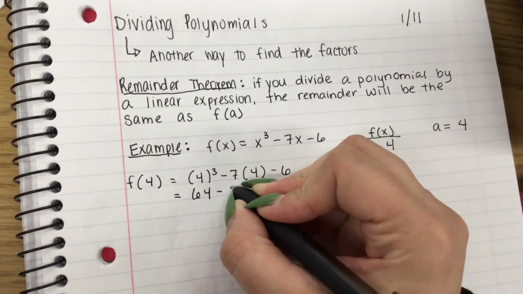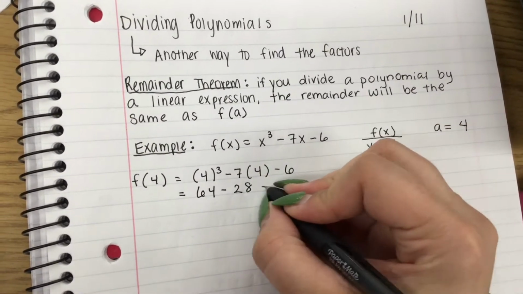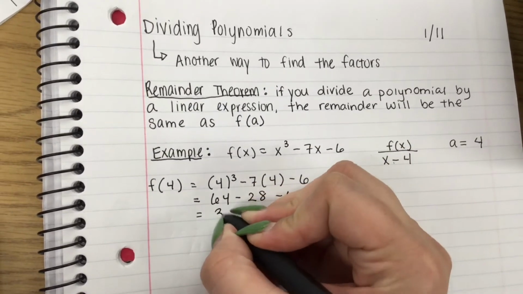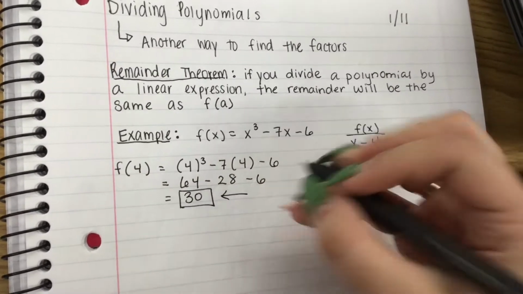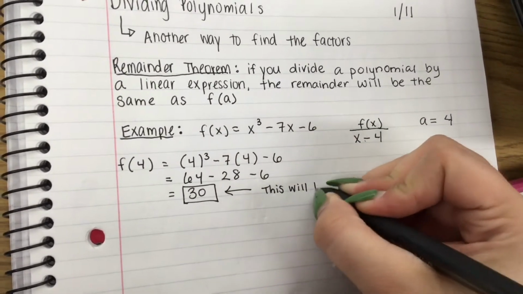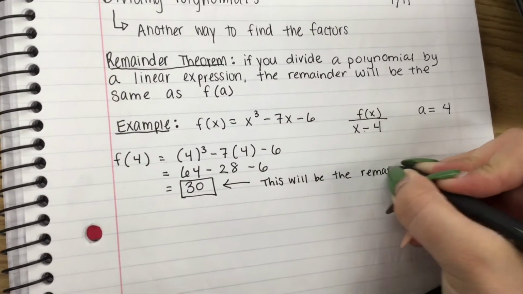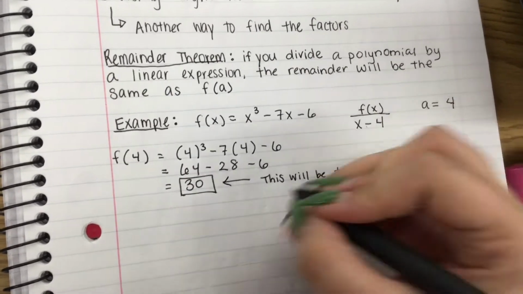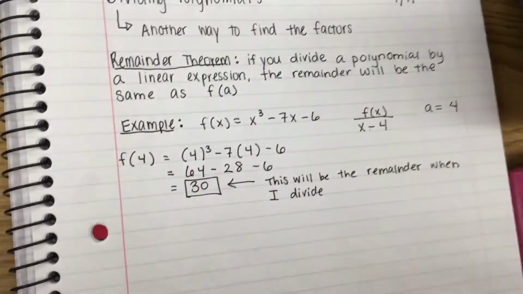So I've substituted 4 in for every x that I see in the function, and I'm just going to simplify. 64 minus 28 minus 6 is going to give us 30. Again, this is what the remainder will be when I divide this. So now let's look at how to divide using long division.